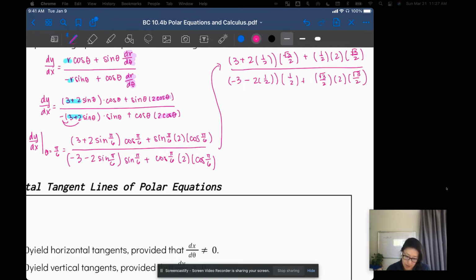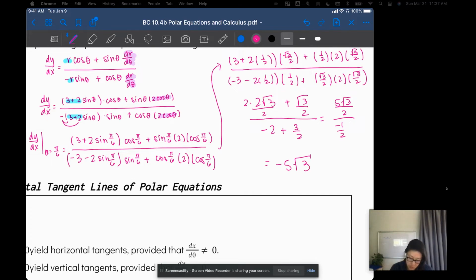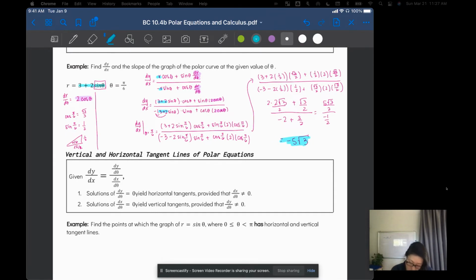Okay, this simplifies to 2 root 3 plus root 3 over 2, all over negative 2 plus 3/2. If I get a common denominator here, I need to multiply by 2. So 4 plus 1 is 5 root 3 over 2, over negative 1/2, multiplied by the reciprocal to give me negative 5 root 3. Serious algebra. Okay, so the derivative at pi over 6 evaluates to negative 5 root 3.